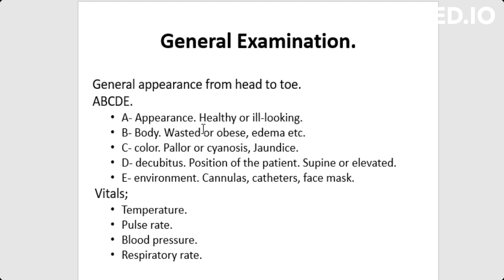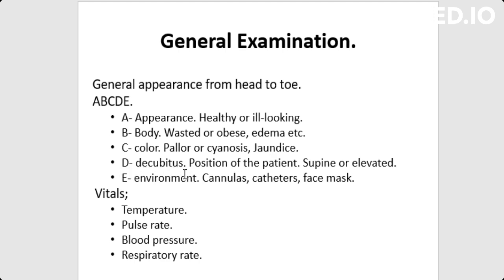A stands for appearance of the patient. Is the patient healthy or ill looking? B is the body of the patient. Is it wasted or is it obese? Or edematous, and etc. C is for color. Is the patient paler, like whitish, or is the patient bluish? Is the patient cyanosed or yellowish, which indicates the patient is jaundiced?